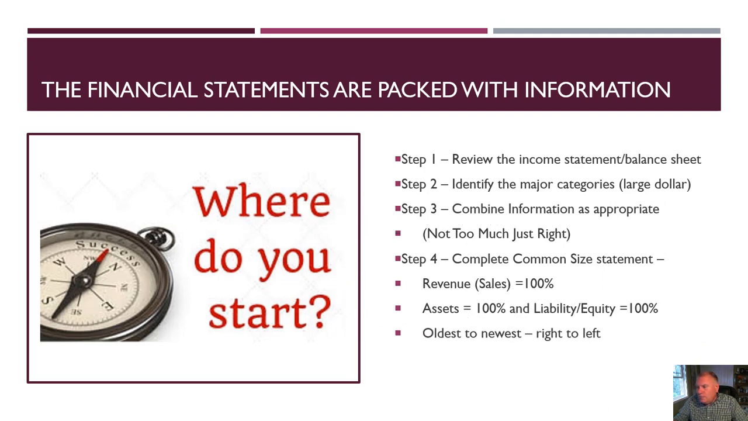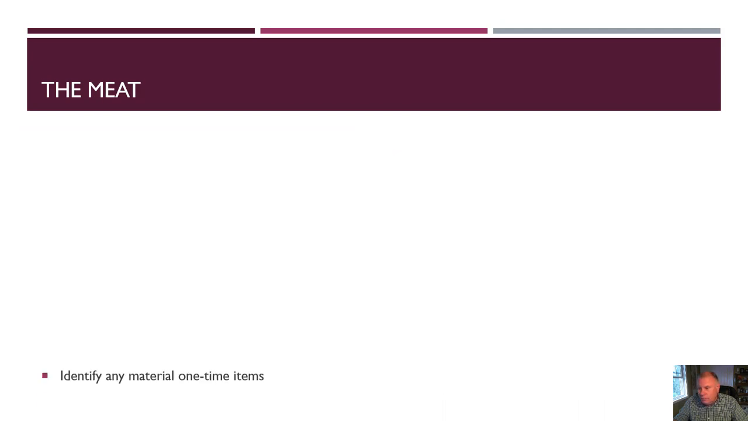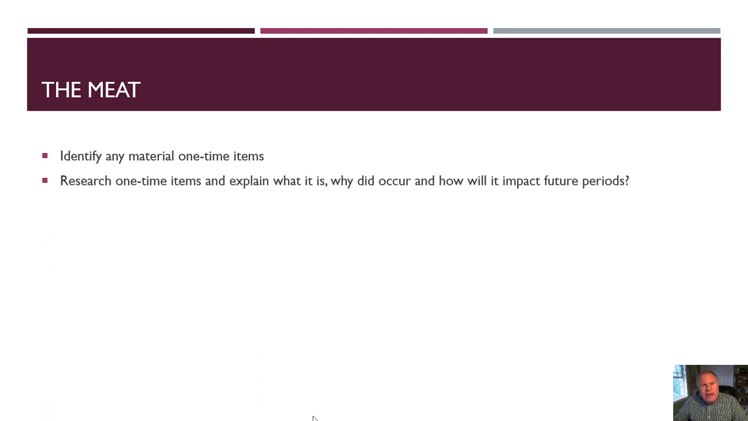So what do we do? Well, the meat. Identify any one-time material items. Okay, so first you identify. This becomes important. You'll see in a couple of examples what is the material one-time item. Then you want to go back and research them and explain what it is, why did it occur, and how, if any, will it impact future periods.